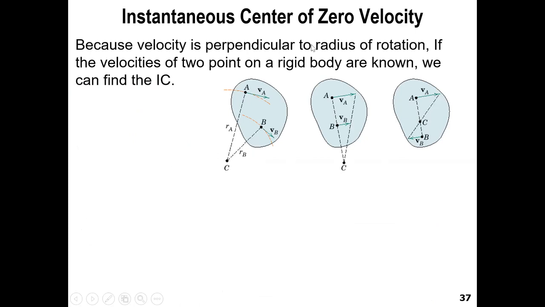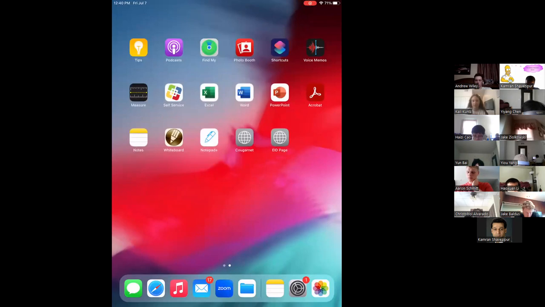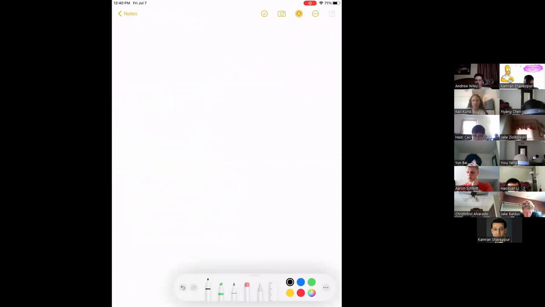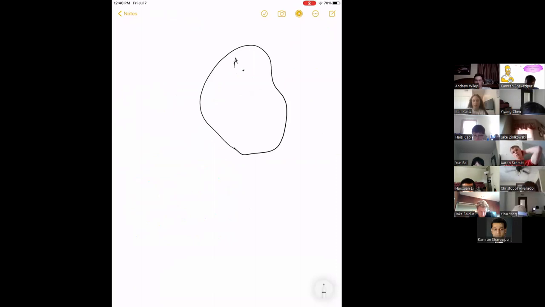Now, how can we find IC? Let me get to the tablet and show you how this is done. Imagine you have an object. It could be any shape, like something like this, right? And then you have point A and two arbitrary points, point B.